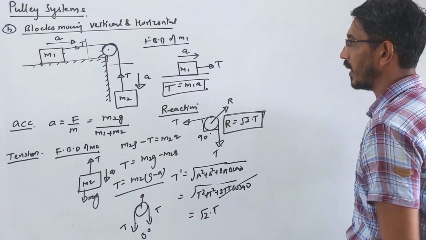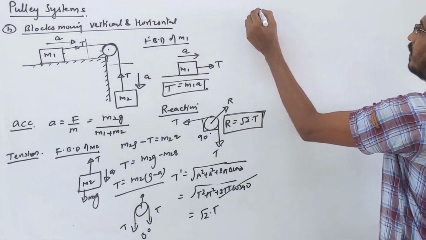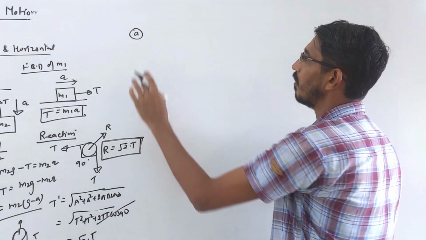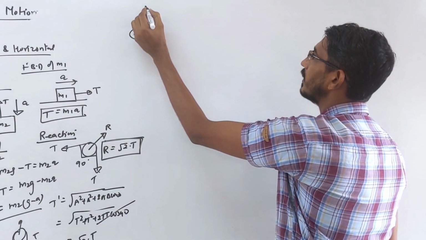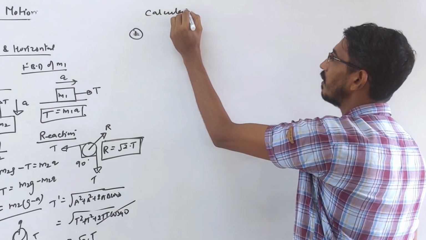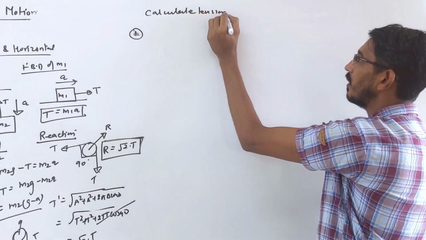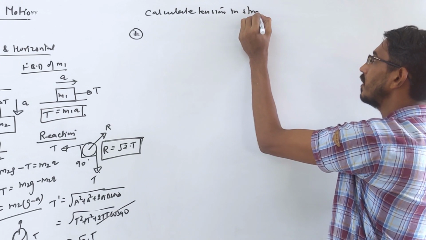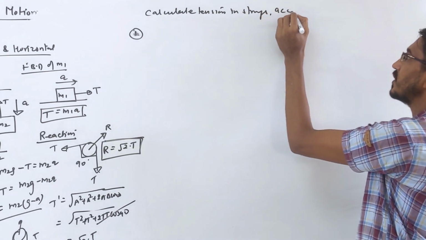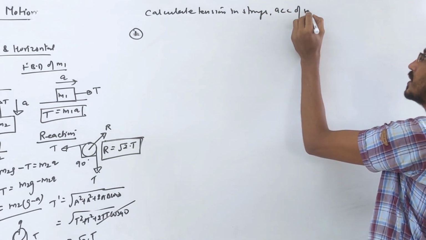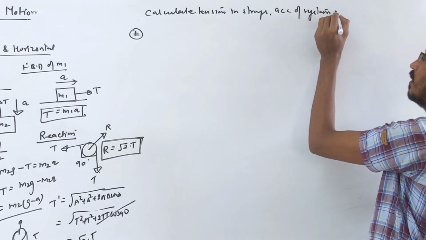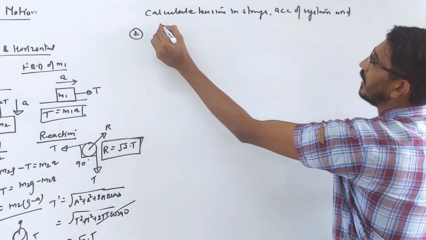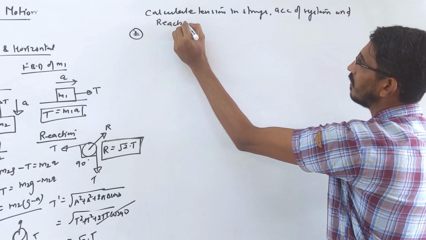Okay. So these are blocks moving horizontally. Let's do a numerical on this. Suppose this is given, problem 1, and they said calculate the tension in the strings, the acceleration of the system, and the reaction at the pulley.